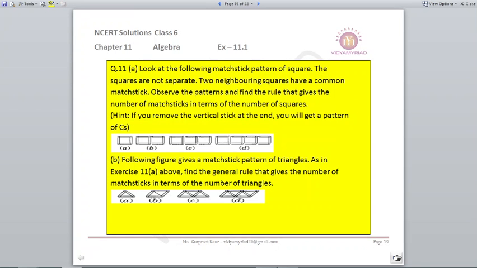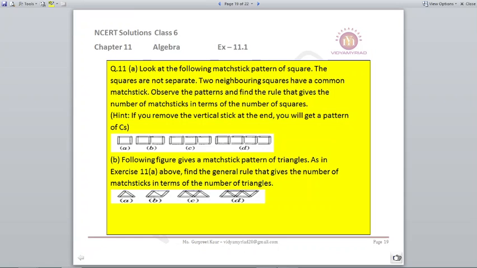Question number 11. Look at the following matchstick pattern of squares. The squares are not separate. 2 neighboring squares have a common matchstick. Observe the pattern and find the rule. Now the hint is, if you remove the vertical stick at the end, you will get a pattern of C's. Now if you see, we are making a square by joining, where one line is common in between. So that means a square is made up of 4 sides. Now suppose I take it as 4n.